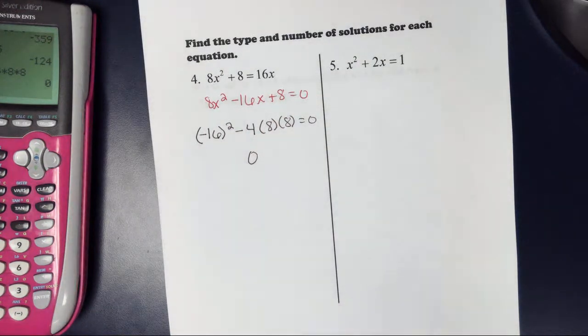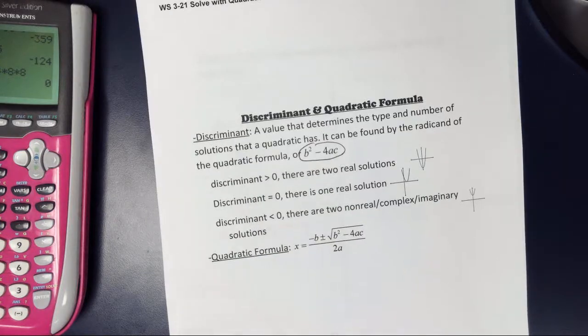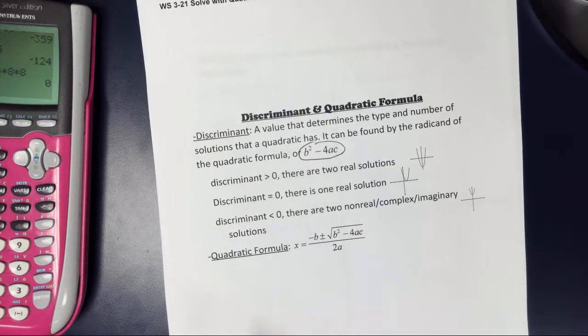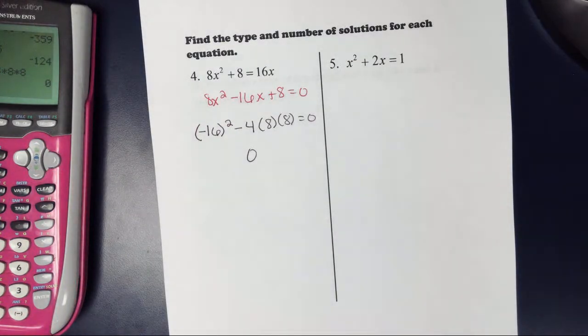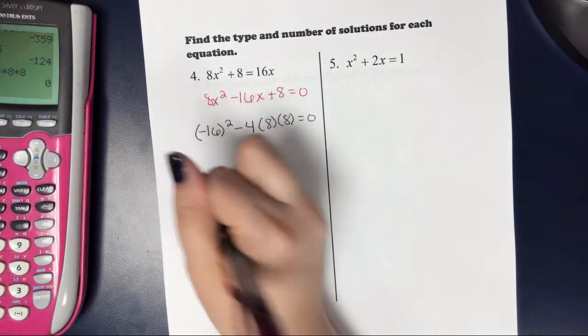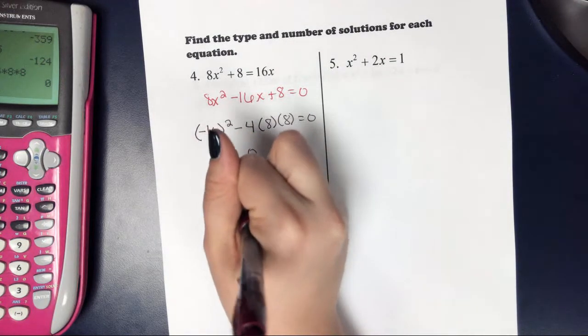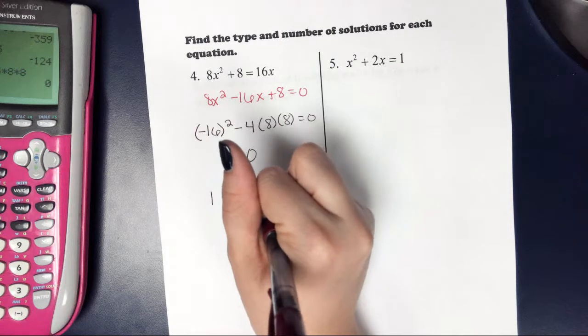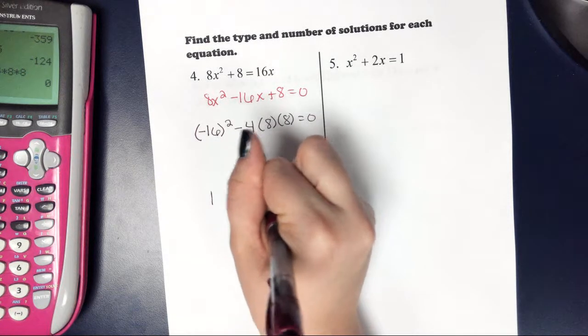And if you go back to that very first top piece of your paper, right here it tells me when it equals 0, there's only one real solution. So my number would be 1. And I would have a real solution. You can either write the number 1 or you can spell it out. One real solution.